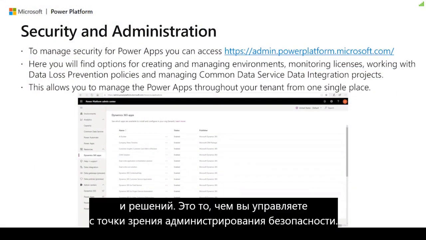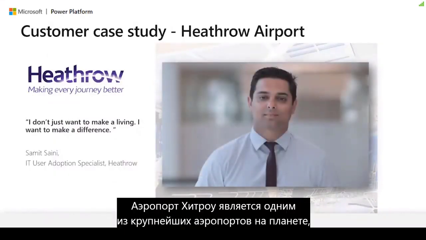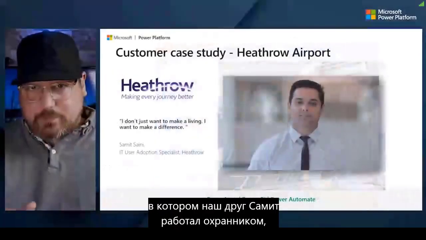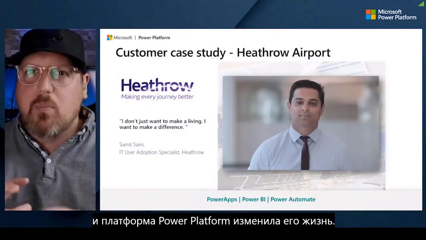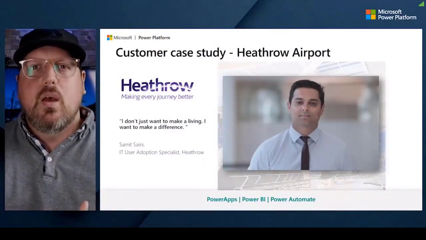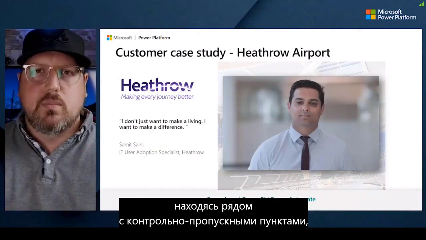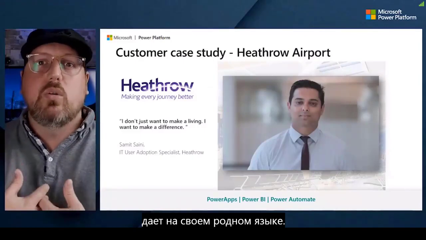This is what you manage in terms of security and administration. So Heathrow Airport is one of the largest airports on the planet. And our friend Sumit there was a security guard. And Power Platform changed his life. Because as a security guard in an airport, when you're close to the security checkpoints, many directions that you give to the travelers will be in your own language.